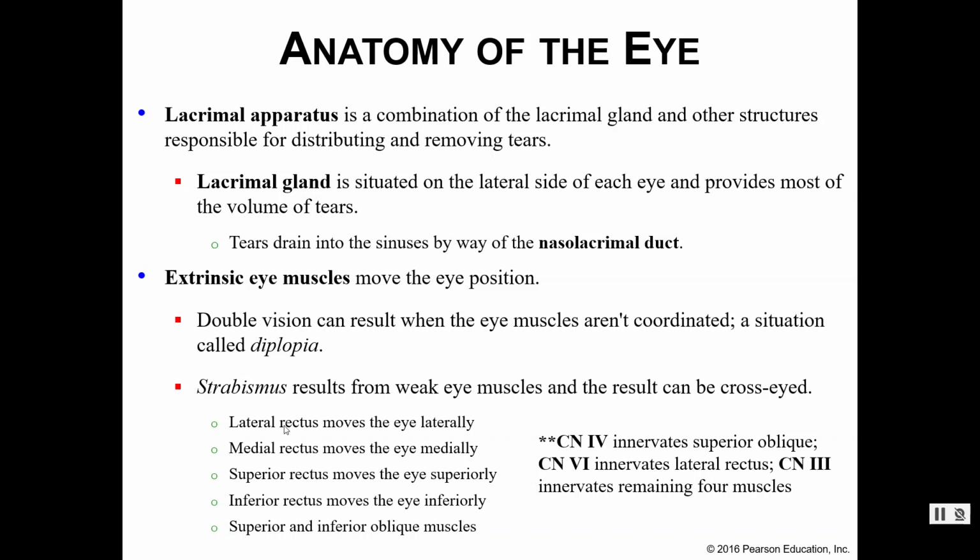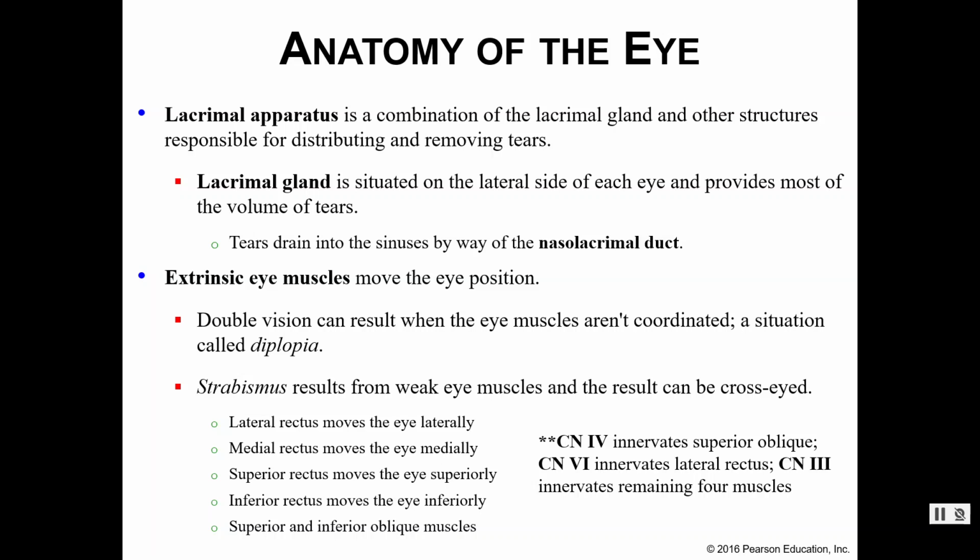Now, these first 4 names, you're going to like these names, y'all. Lateral rectus moves the eye laterally. Medial rectus, medially. Superior rectus, superiorly. Inferior rectus, inferiorly. Those are pretty good names, right? Then we have the superior and inferior oblique muscles, and those are just a tiny bit different. So if you think about these first 4, lateral, medial, superior, inferior, you can basically look up and down, left and right. So kind of process that: we can move up, move down, move left, move right.